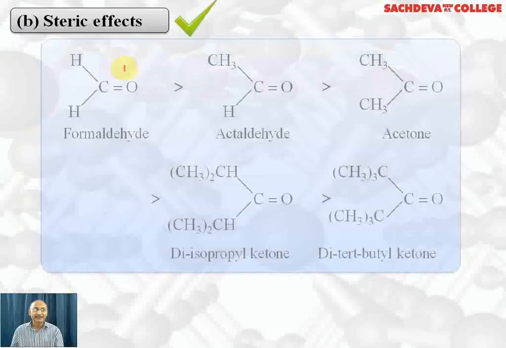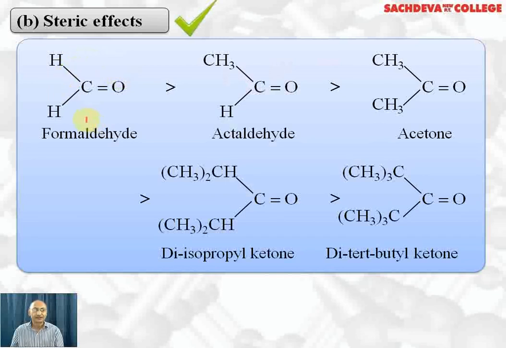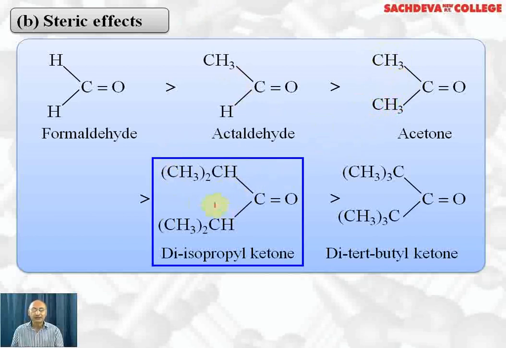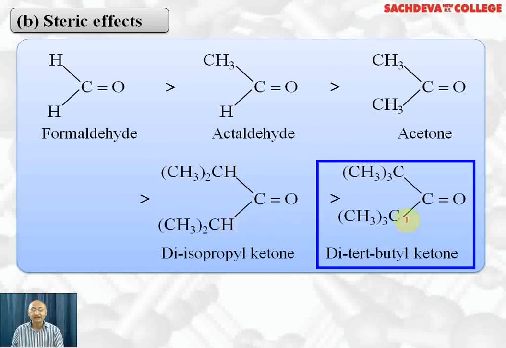Next, we are taking steric effects. In formaldehyde, there is no steric effect because hydrogen is a smaller atom, so formaldehyde is most reactive. It is more reactive than acetaldehyde, which has a methyl group and offers some steric hindrance. Acetone has more steric hindrance because there are two alkyl groups, so it is less reactive than acetaldehyde. Diisopropyl ketone offers steric hindrance to a greater extent, therefore it is less reactive. And ditertiary butyl ketone offers maximum steric hindrance, that's why it is least reactive towards nucleophilic addition reactions.